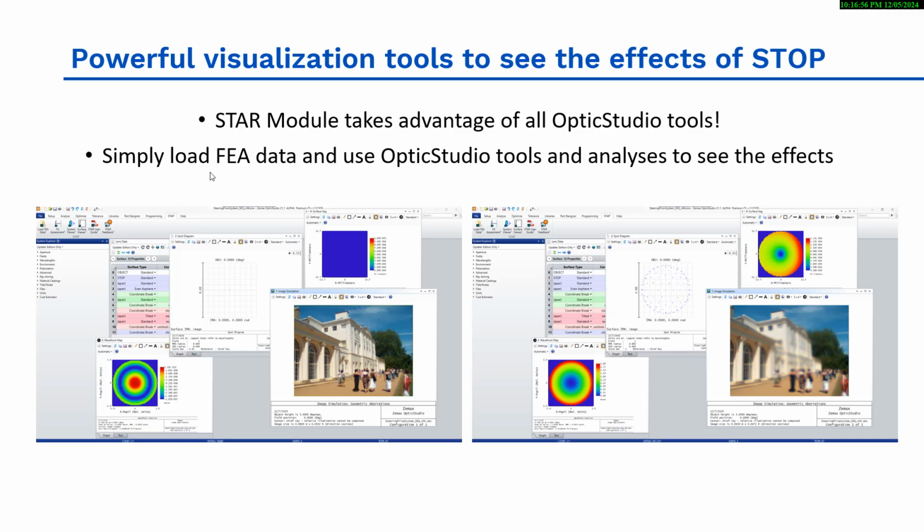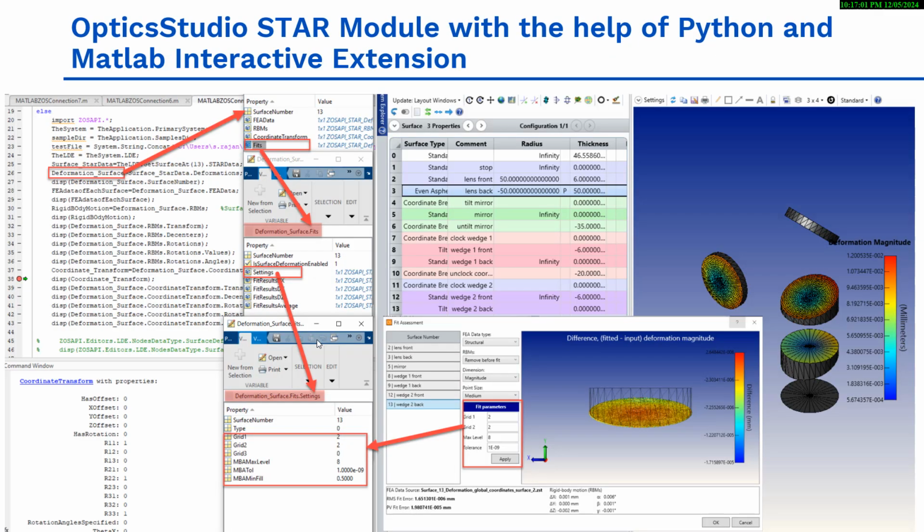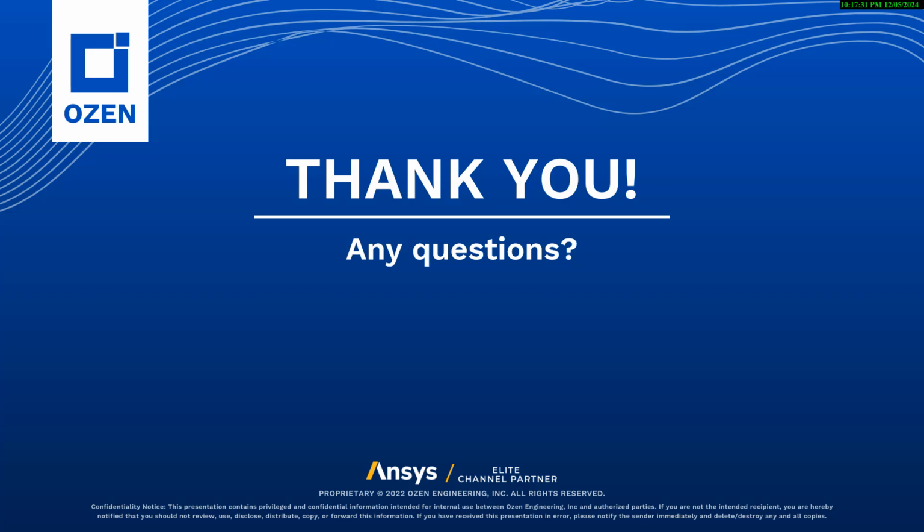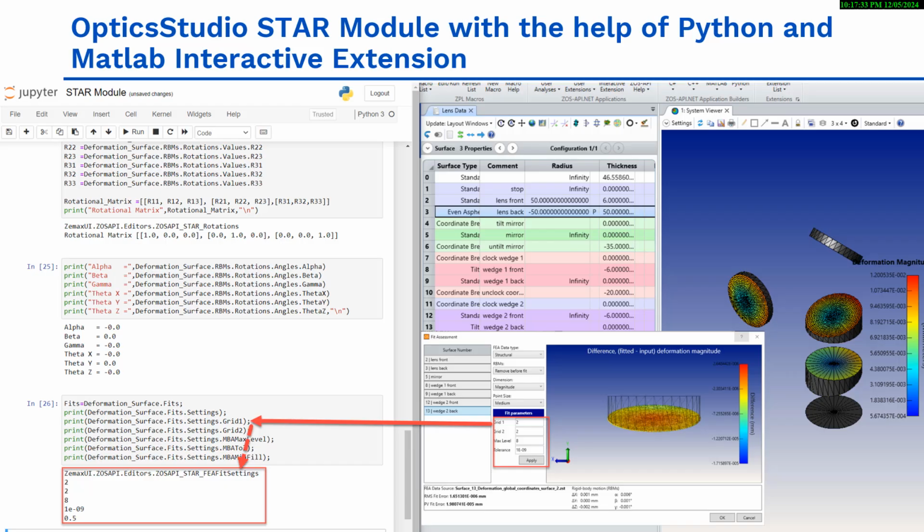You can simply load the FEA data as I discussed and see these results. The STAR module is also supported by Python and MATLAB. You see here, for instance on the MATLAB side, we have the deformation surface. In the deformation surface we have and can access all the information, so we don't need to work just with the GUI. Here is the MATLAB and here is the Python. Now we want to go to the software.